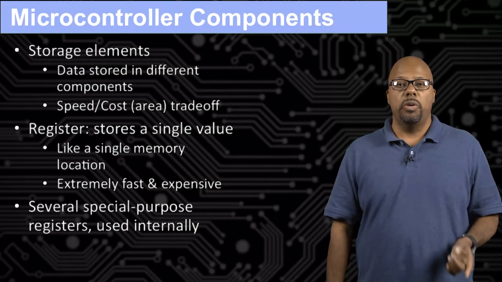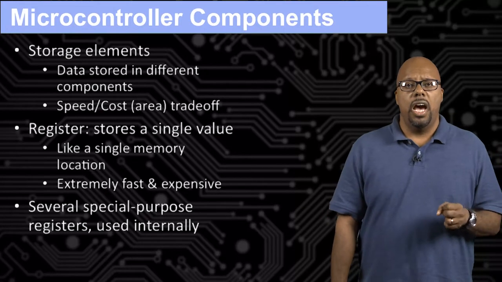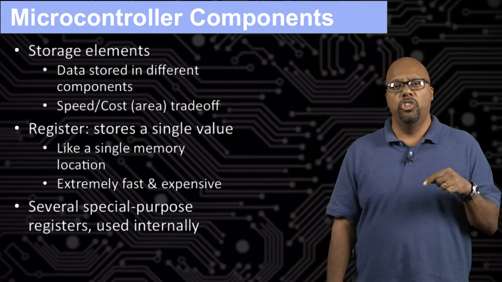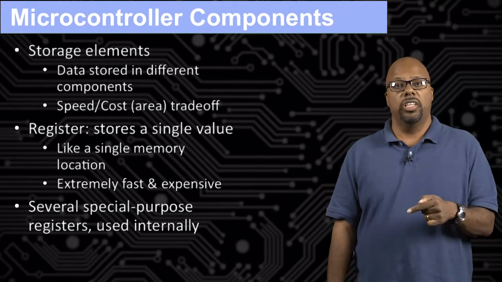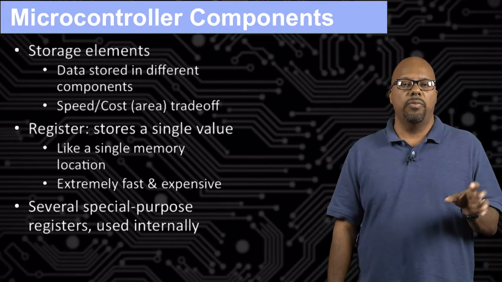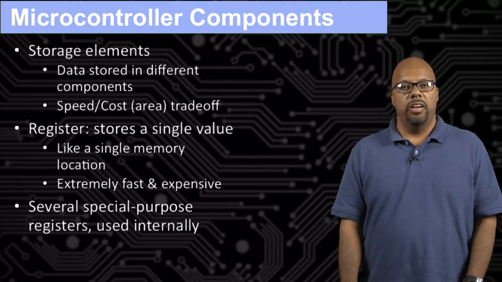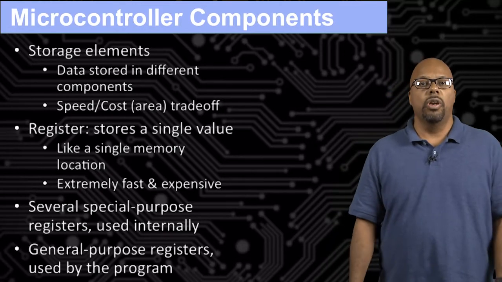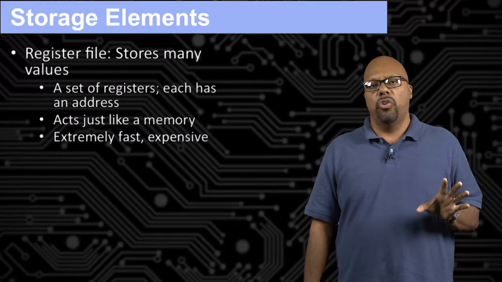So there are several special purpose registers that are devoted to particular tasks on the microcontroller. Like the program counter is a common one. The program counter is the register that tells you what instruction you're executing in the code. It's the address of the instruction you're currently executing. So that's something that you, as a programmer, shouldn't be manipulating. You shouldn't be touching that. But it's a special purpose register. But there are also a set of general purpose registers that your program can actually use for computation, arithmetic, things like that. There's also a register file.